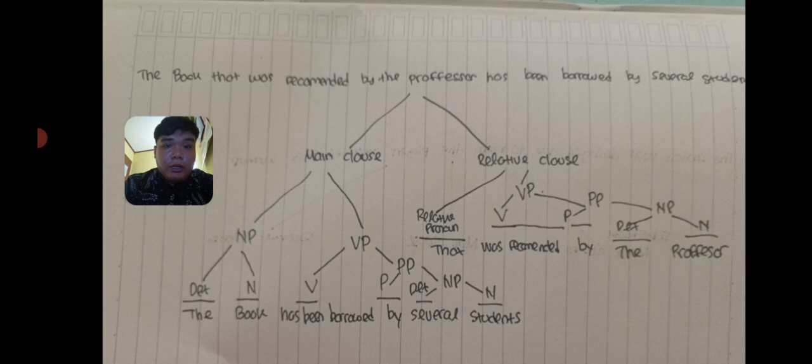In the verb phrase, we divide it again into verb and prepositional phrase. The verb from the verb phrase is "has been borrowed," and the prepositional phrase we go down again into preposition and noun phrase. The preposition is "by," and the noun phrase we divide again into determiner and noun. The determiner is "several" and the noun is "students." So the main clause is "the book has been borrowed by several students."